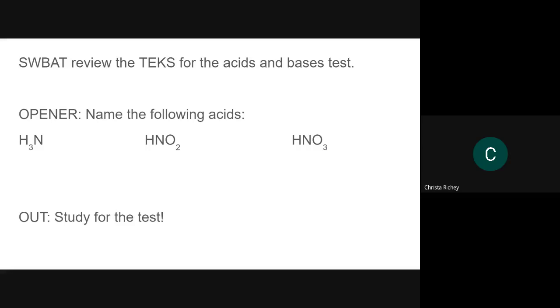Our test is Monday. I can't remember exactly how many questions. Some of it's matching. Some of it's multiple choice. It's not a lot of material. It's over naming the acids and the bases. It's over the characteristics, how to calculate pH and molarity, molar concentration. And then also predicting what the other side of the reaction arrow looks like.